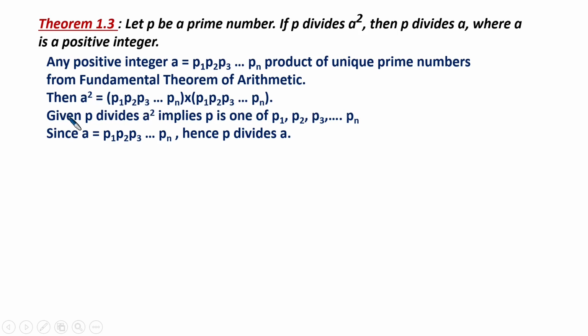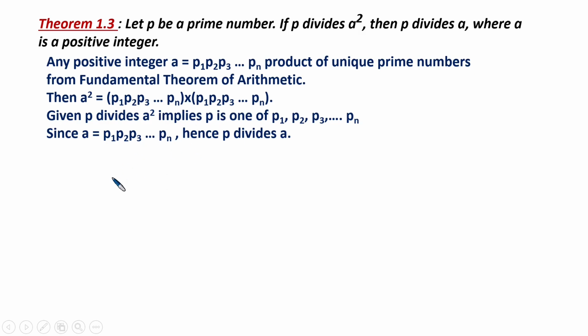Since you have been given that p divides a square, and p is a prime number which divides a square, this implies that p is one of these prime numbers. And since a is equal to this product of prime numbers, hence p divides a. So the prime number which is there is one of them. So this you can cancel. So hence p divides a also. Just go through it. It is very simple.